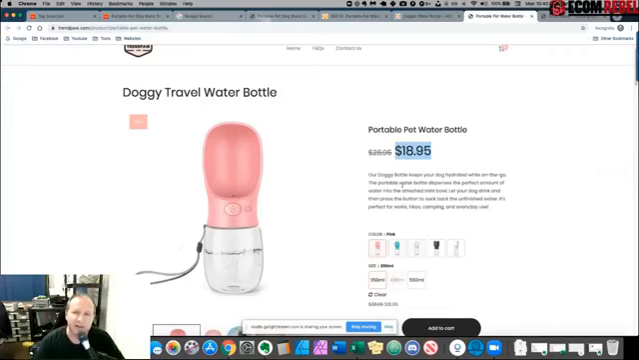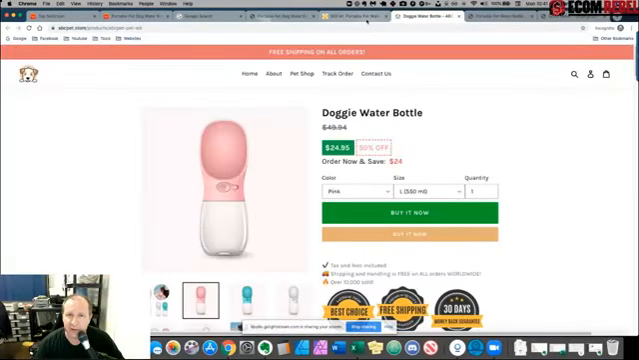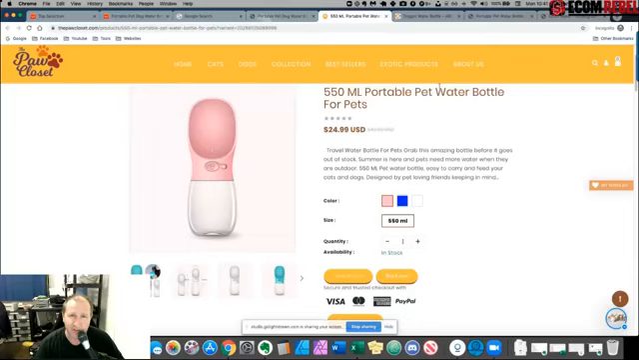So basically, the reason why you want to have as much markup as you can is because you want to have the most amount of profit as you can. For example, this store that's selling it for $24.95, and this one here, $24.99. They're getting the most amount of profit because they're buying at $10, $11 and selling it for this price.